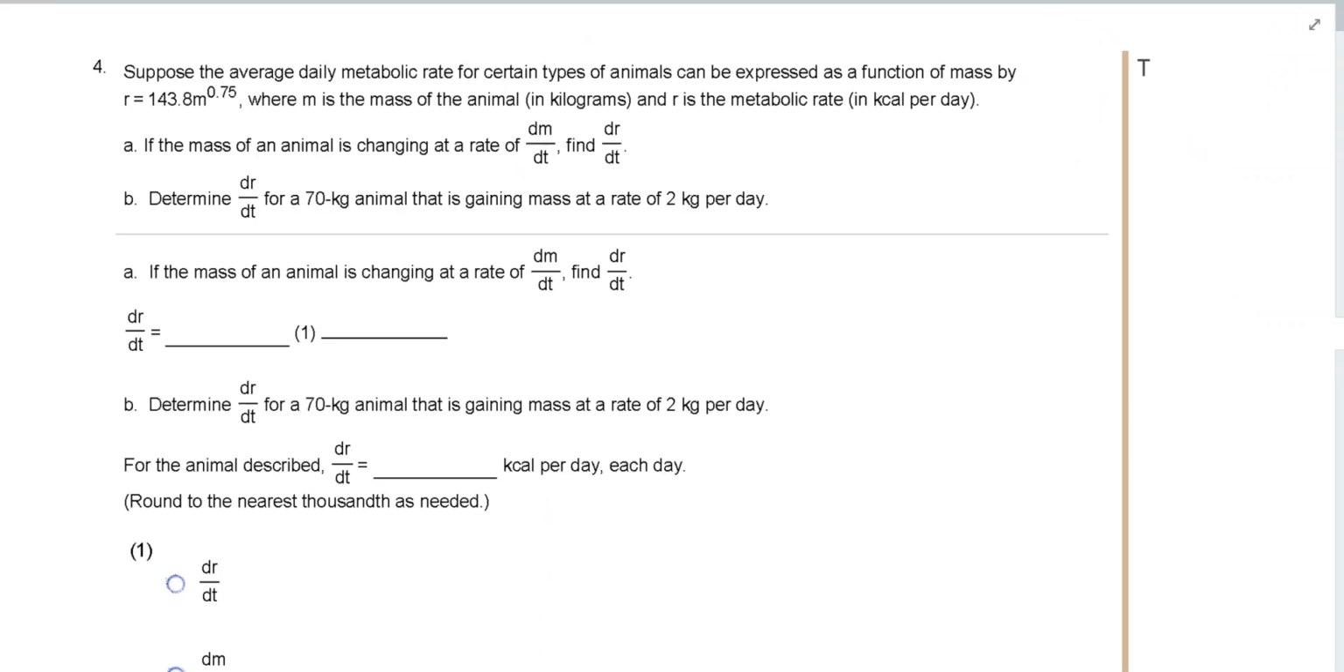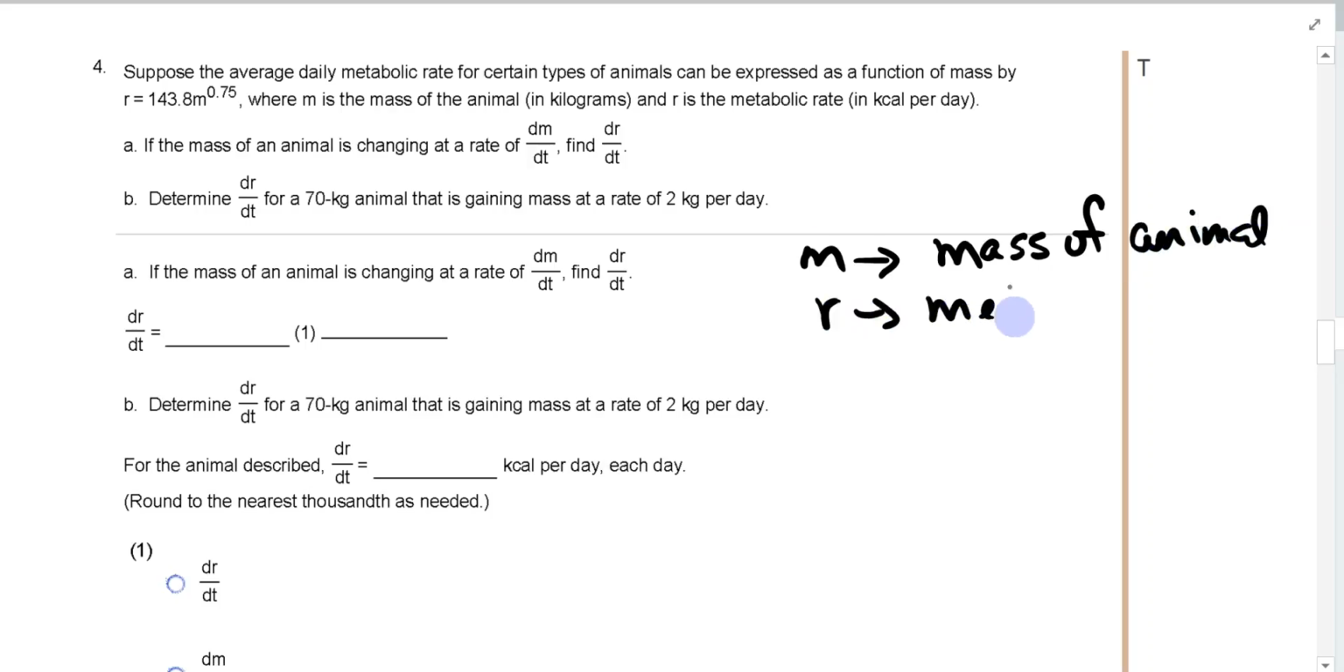All right, suppose the average daily metabolic rate for certain types of animals can be expressed as a function of mass by R equals this, where M is the mass of the animal and R is the metabolic rate. If the mass of an animal is changing at a rate of dm/dt, find dR/dt. That's A. Determine dR/dt for a 70 kilogram animal that is gaining mass at a rate of 2 kilograms per day. So let's write down a couple of things. M, we're talking about mass of the animal. And R, the metabolic rate.